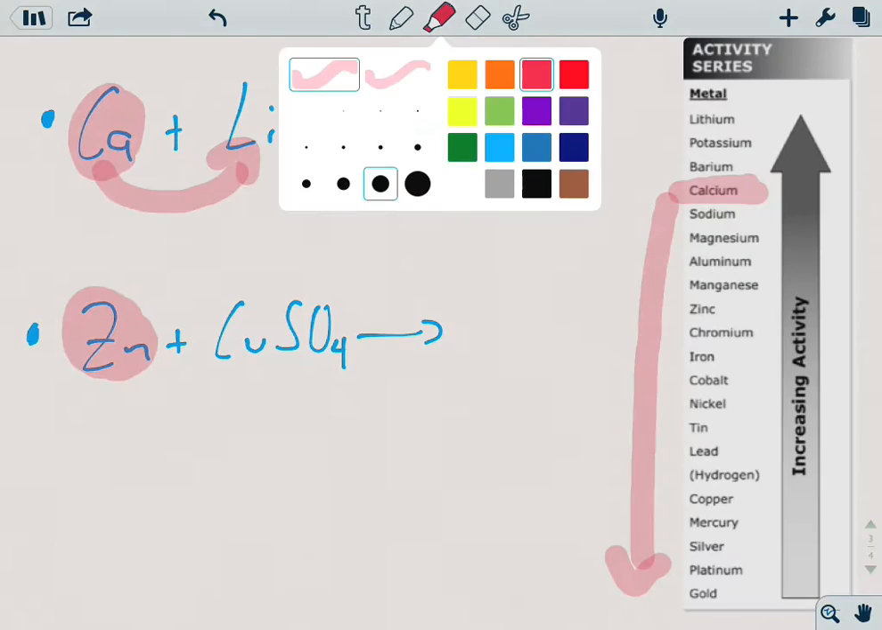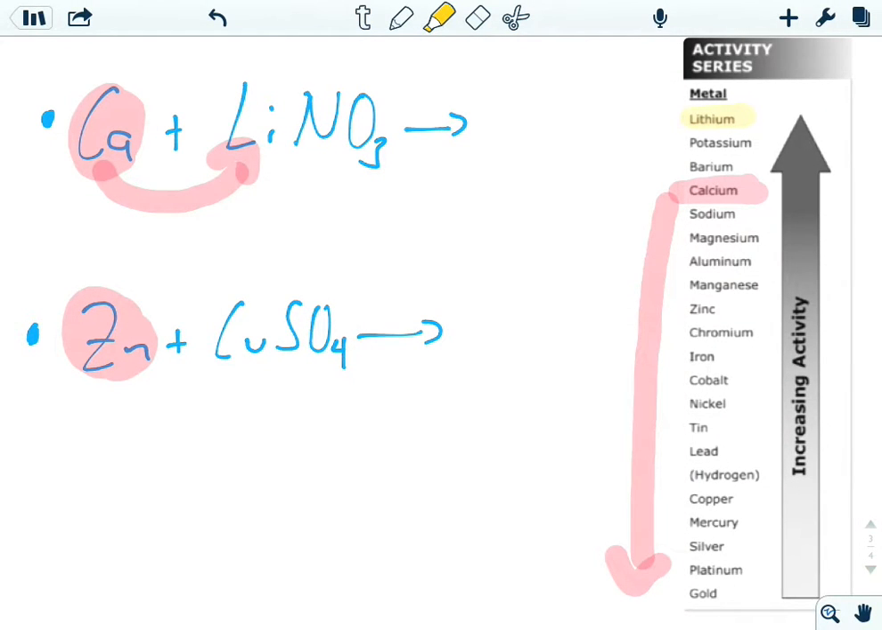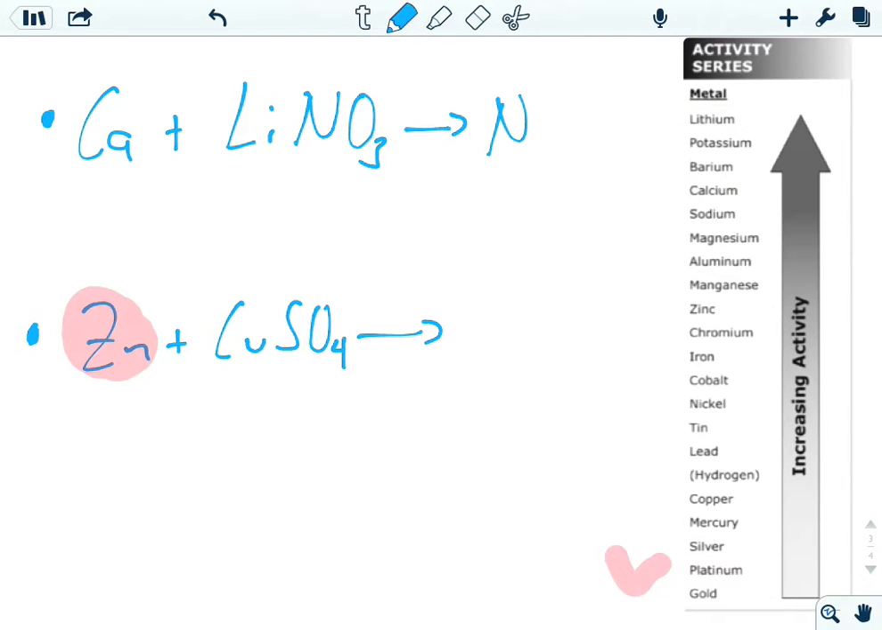Well, when I find lithium, lithium's way up here. So calcium's not on top. So in our first reaction, we wouldn't have anything. All we would put is no reaction because calcium wasn't on top. So when I look at my next one, trying to predict my product here, zinc is by itself.